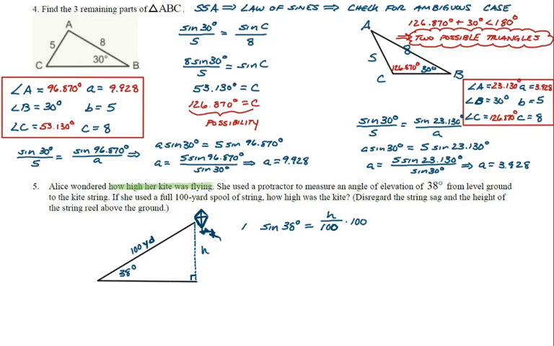So multiply both sides by 100, so I get 100 sine of 38 equals h, and then putting that in my calculator, h should be 61.566 yards. I'm going to round to 3 decimal places. If the directions say 2, go to 2. If it says to the nearest yard, go to the nearest yard. Just make sure you're careful on the directions and always include units for problems where you are asked to find a measurement, a height, a distance, an angle. Make sure you include units as often as possible.